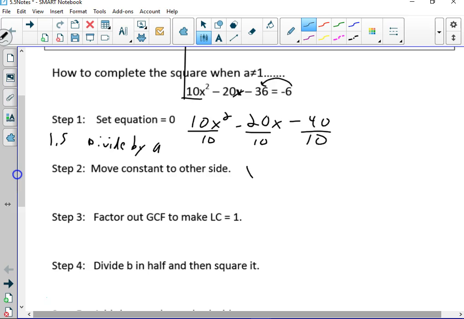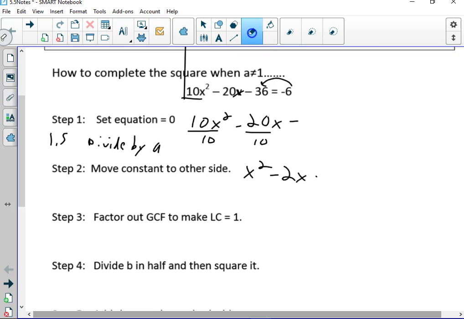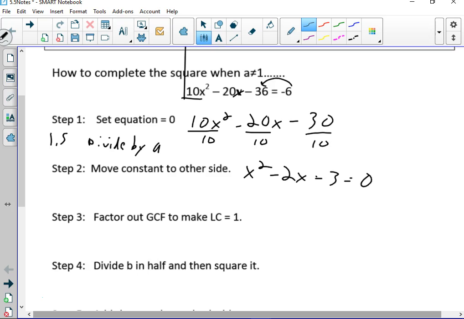Which will give us x squared minus 2x minus 4. Sorry, wait a minute. That's my bad. This should have been 30, not 40. Silly mistake on my part. Add 6 to both sides. This should be minus 30. Sorry about that. Change that 40 to 30, my mistake. That's going to give us minus 3 equals 0.